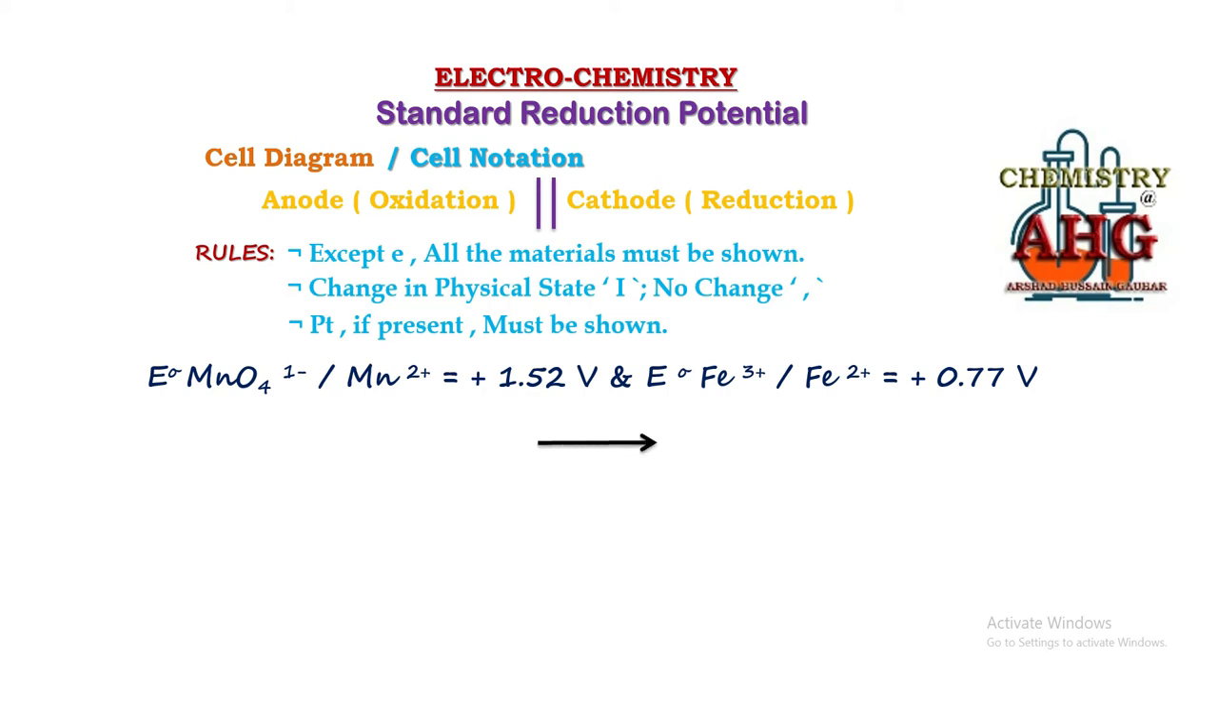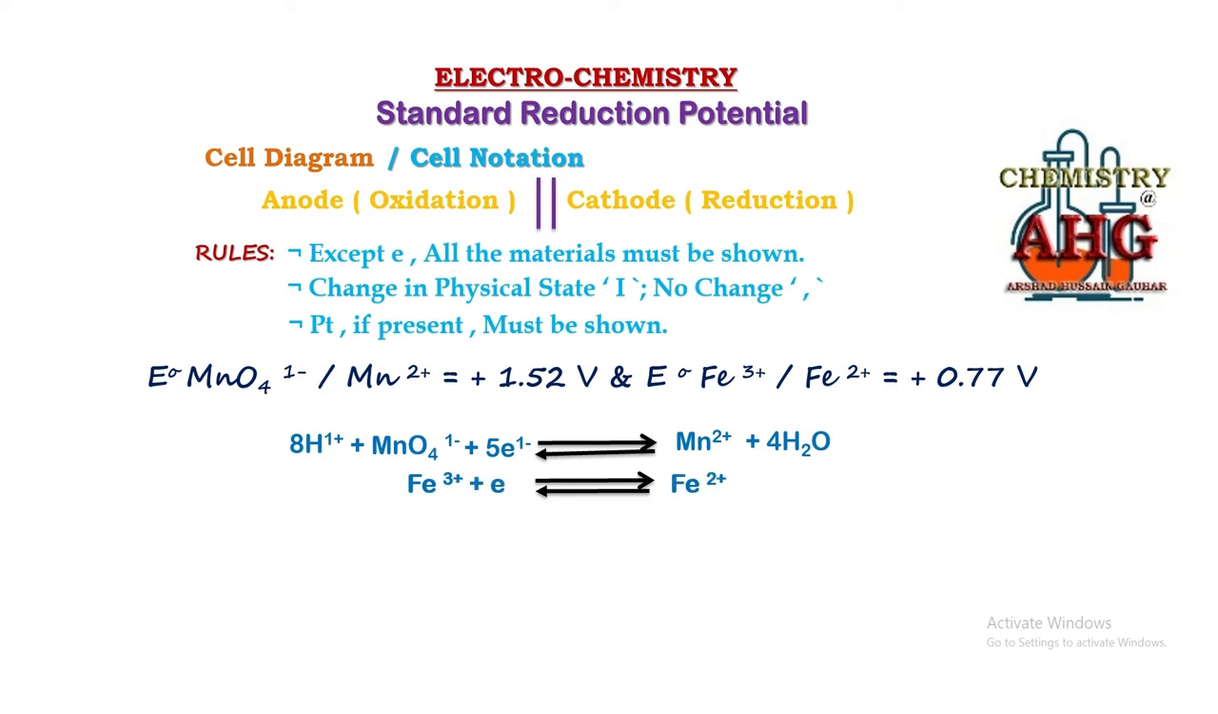For example, for manganate, this is the half equation for the MnO4 1 minus half cell. Why am I saying half equation? Because this represents reduction only, and the half equation for the iron half cell will be the reduction of iron. Now, as I told you, the iron half cell will act as anode, so you will reverse its reaction.